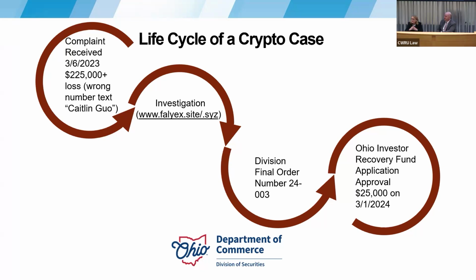So let's go through the life cycle. This is an actual case. We received a complaint in March of last year. An elderly gentleman lost $225,000, which was a significant part of his life savings. It initiated with a wrong number text from a Caitlin Guo. Probably not her real name, but it was a romance scam. This gentleman thought that he was in love and could trust this person, and it quickly moved to, can you invest? You can invest with me. I'm a good investor and I'll get you returns through this website, FastlyX.